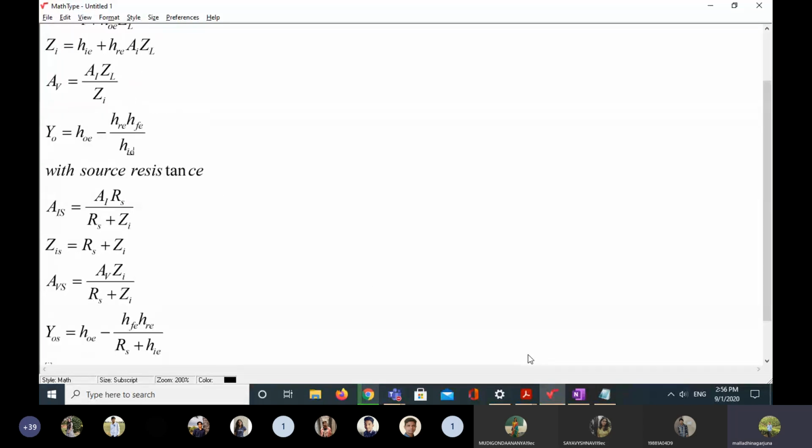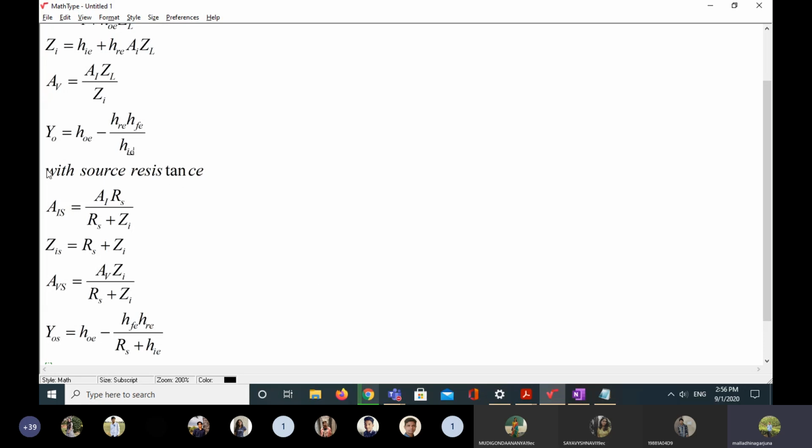Actually, when I derived AIS with the source resistance, by mistake I wrote RS plus HI in the denominator, RS plus HI and RSL. But that is not HI, that is ZI. ZI is different, HI is different. HI is the input impedance of the transistor, but ZI is the input impedance of the CE amplifier, the complete stage.